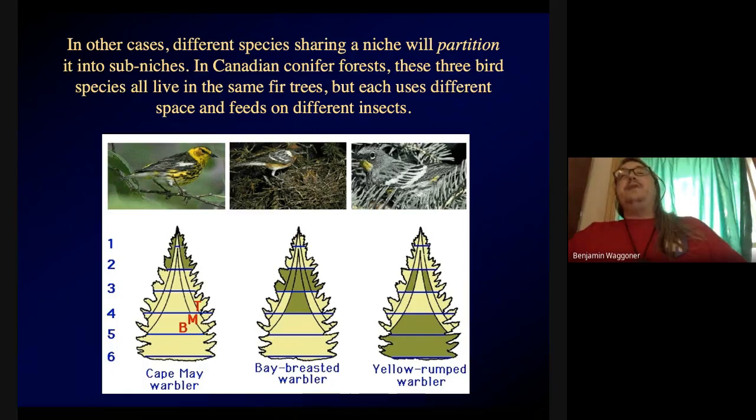Each one feeds on different species of insects. Each one occupies different zones of the tree. And so the three don't compete with each other because they have divided up that niche. They have partitioned the niche into sub-niches.